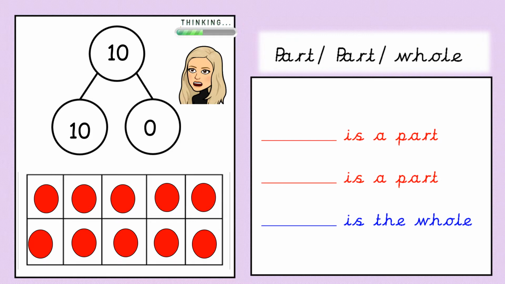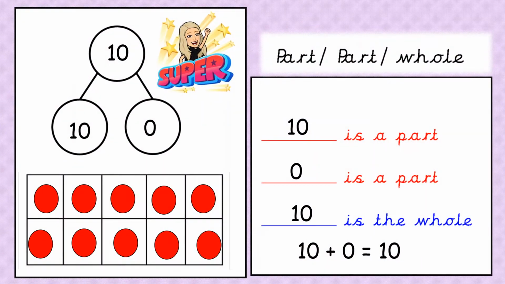Okay, you know what to do. Write in the missing numbers, something is a part, something is a part, something is the whole, and write the number sentence. And the whole number is 10. Well done. And you know it's 10 because the 10 frame is full. So 10 is the whole. How many are red? 10. How many are blue? 0. So your number sentence is 10 plus 0 equals 10.